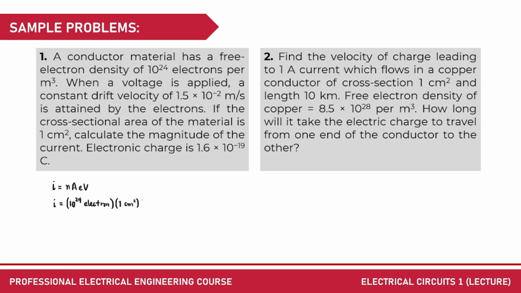So we have to multiply this by 1 meter over 100 centimeters, and then squared. Okay? And then next is the electronic charge, which is a constant, 1.6 times 10 raised to negative 19 coulomb. Actually, this is coulomb per electron. That's the actual unit for that. Wait, I'll put it this way.